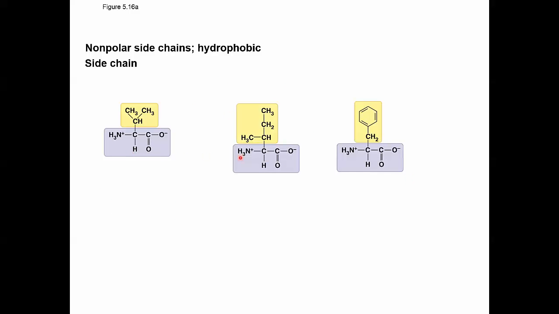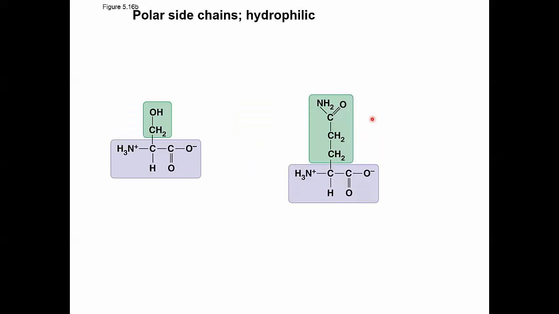So here is an example of some backbones with hydrophobic side chains. Notice the side chains in yellow, all carbon and hydrogen, or they have a ring. Here are some polar side chains. We have a side chain, there's a carbon and a hydrogen, but also there's an oxygen there attached to a hydrogen. This would bond with water just fine. It would dissolve in water just fine. It would be in the presence of water just fine.